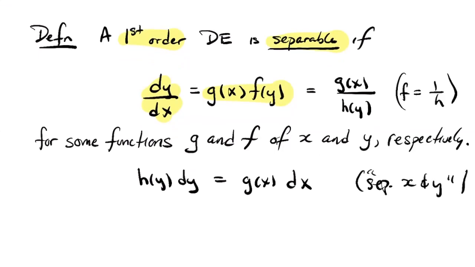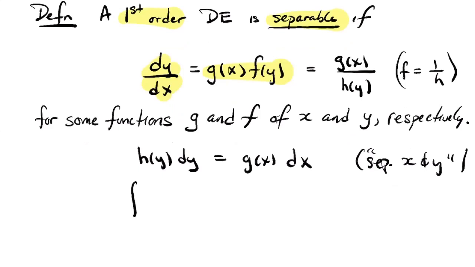That's why they're called separable equations. Not all equations are separable. If you can't factor the right-hand side of that equation into an expression of x times an expression of y, it's not separable. But if it is separable, then we're going to solve it the same way we just did. We'd integrate both sides.